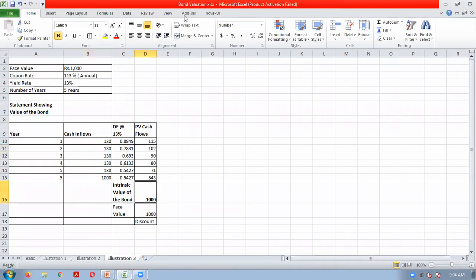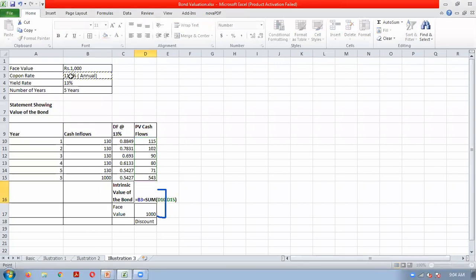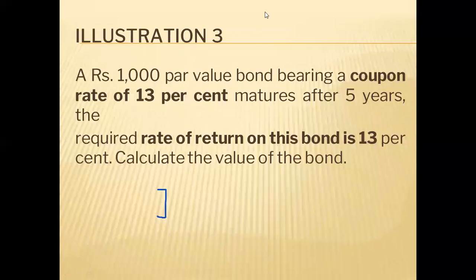See, now a very interesting thing. Now your intrinsic value and face value are the same. By changing the interest to 13 percentage, your intrinsic value and face value are becoming the same. In this case, we will say the bond is trading at par. So these 3 illustrations we have seen. We will go through all 3 illustrations again, see the parameters, and try to understand why this change is happening.